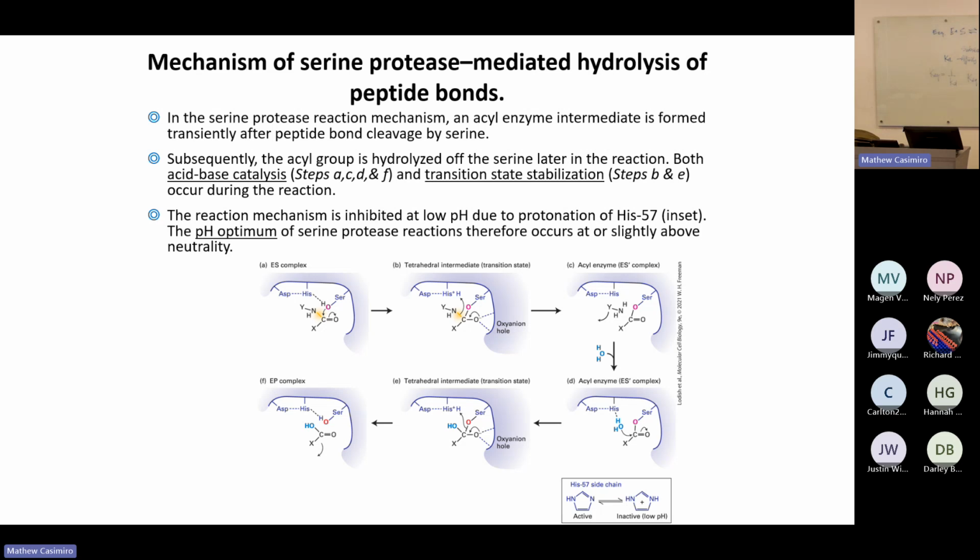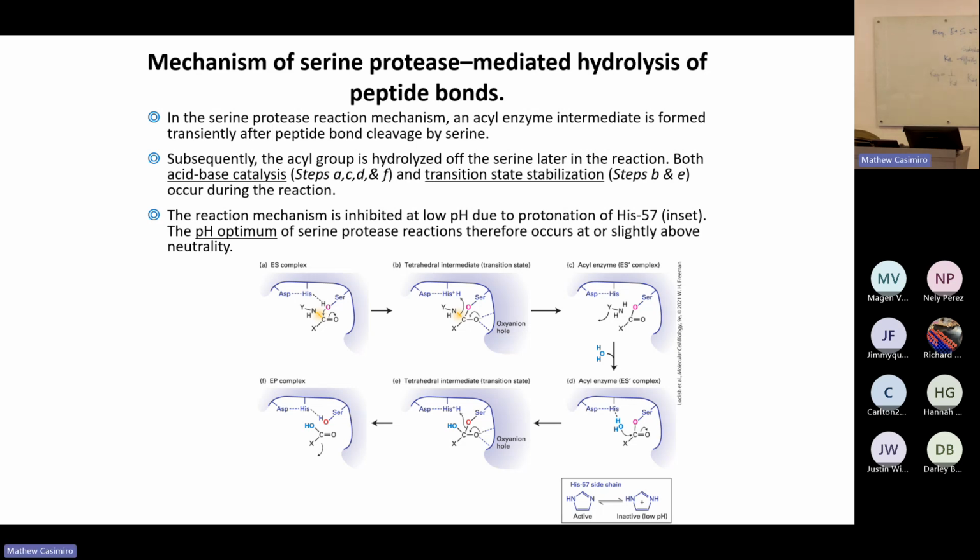And so this carbon here forms a tetrahedral in which the carbon is attached to the remainder of the polypeptide chain indicated by X, right, which goes this way, an oxyanion hole, which stabilizes the oxygen, and then also the carbon is covalently bound to the serine, and still the peptide bond remains intact. So that carbon has 4 covalent bonds, right?